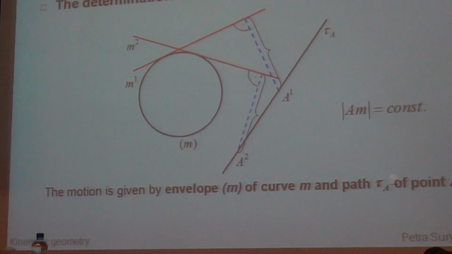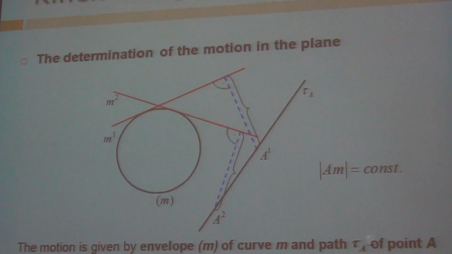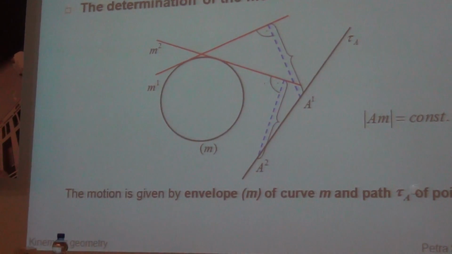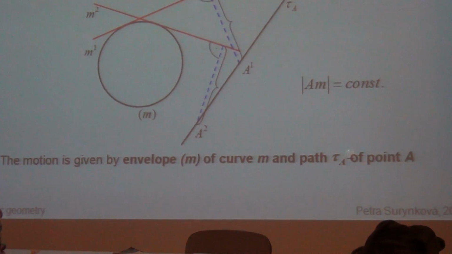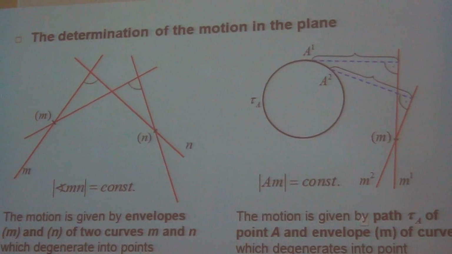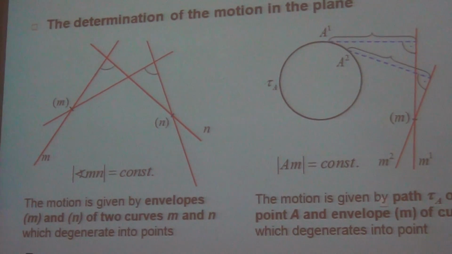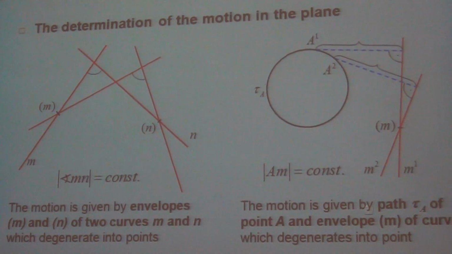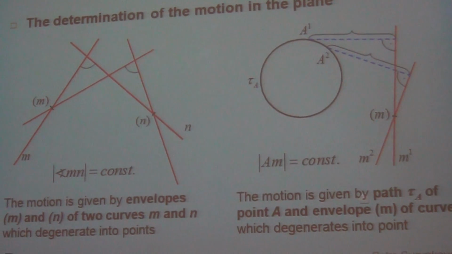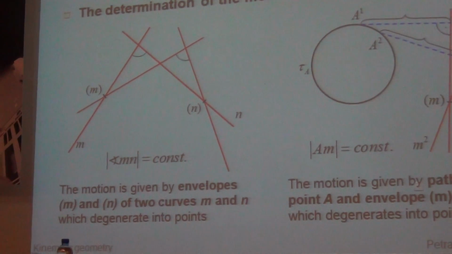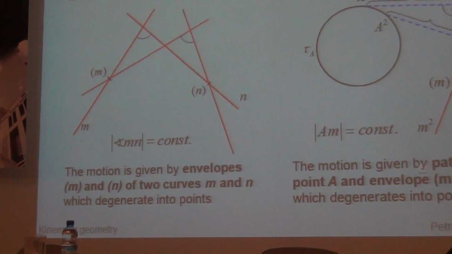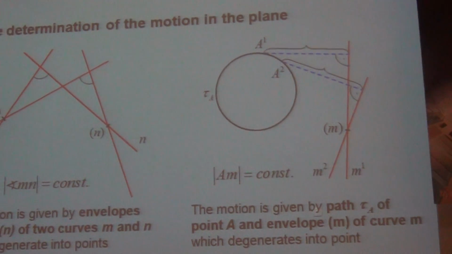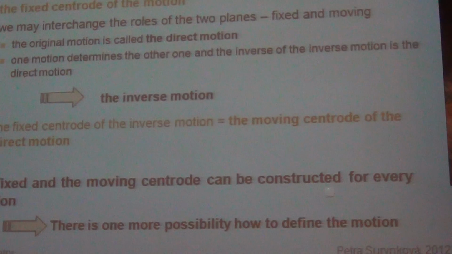Or we can combine these determinations, so we can have an envelope and some paths of points. The envelope and the path. Then the motion is given by, for example, envelopes which can degenerate into points, and also we can combine it. So it is the path and the envelope.